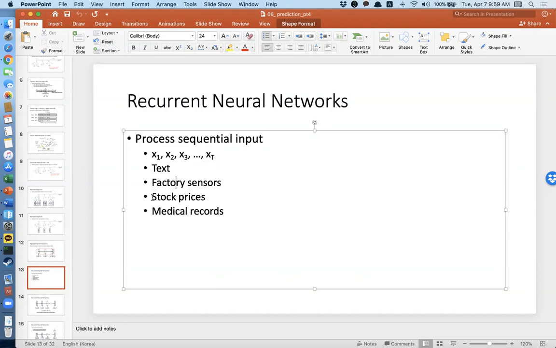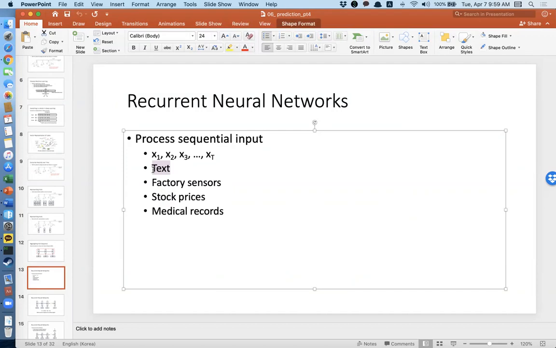Medical records, again, because a patient goes to the hospital over time. So it's longitudinal or time series data. For example, text and stock prices are both sequential input, but their characteristics are a bit different, because text consists of discrete concepts, like I am a boy.